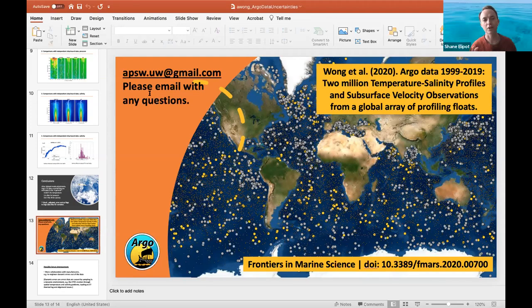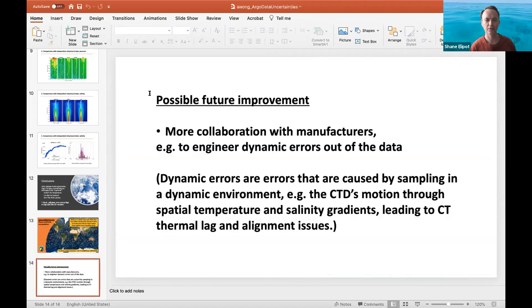And then I just had a very quick comment, if I may. I think in your last slide, you said that manufacturers were maybe the best people to talk to when trying to identify dynamical errors. I would tend to think the opposite, that oceanographers are the ones that are going to know better about identifying dynamical errors because of ocean dynamics. But just a comment.